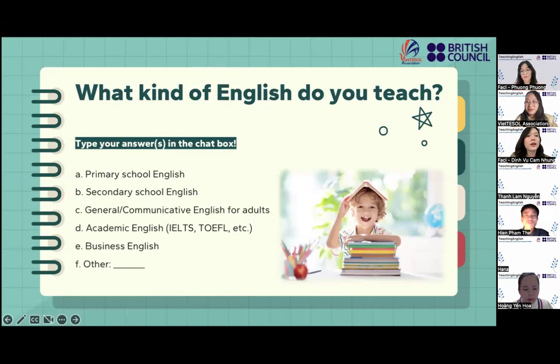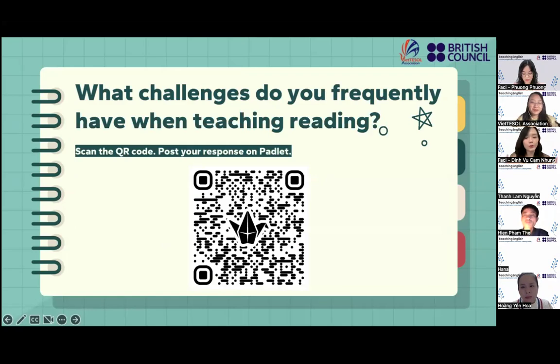Okay. So let's move on to our last question before the workshop finally starts. What challenges do you frequently have when teaching reading? For this one, I think we need a little more writing, okay? So I want you to use your phone, okay? Use your phone and scan the QR code on the screen.